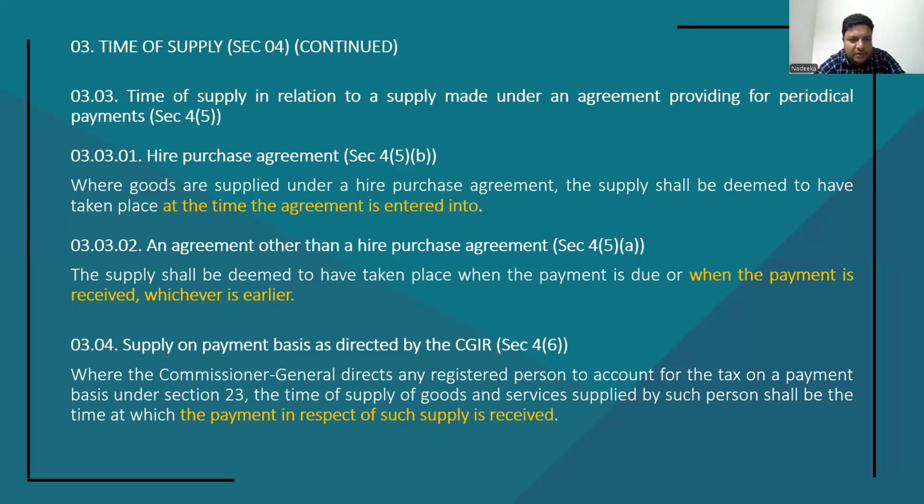Under 3.3.2, we have an agreement other than a hire purchase agreement. If it is not a hire purchase agreement, the supply shall be deemed to have taken place when the payment is due or when the payment is received, whichever is earlier. So before the due date, if you receive the payment, the date of receipt should be taken as the time of supply. And if you receive the payment after the due date, the due date should be taken as the time of supply, if the agreement is not a hire purchase agreement. Right.